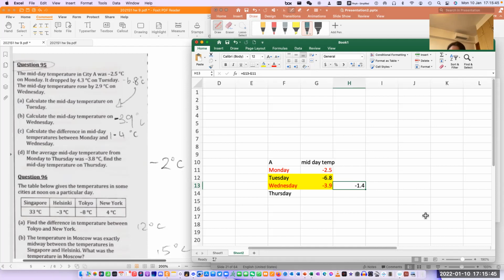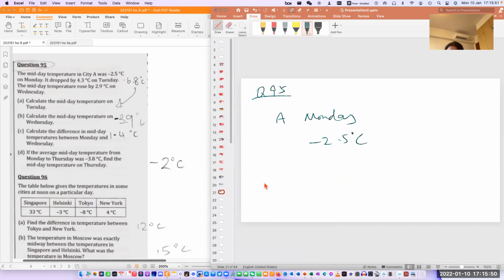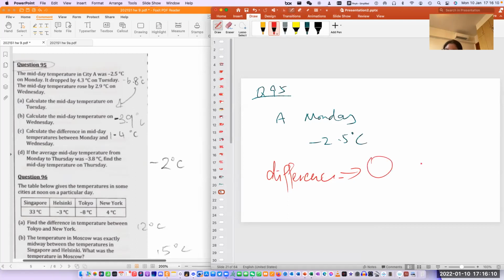Okay, fine. Let's see. So when it comes to this difference, what's the meaning of difference? The difference means something minus something. And what should be this something? Okay, so you should take the bigger number minus the smaller number.